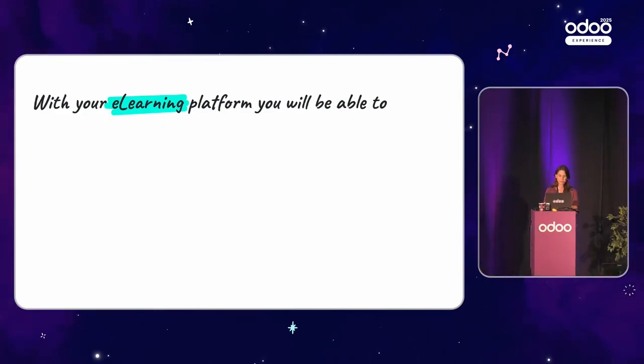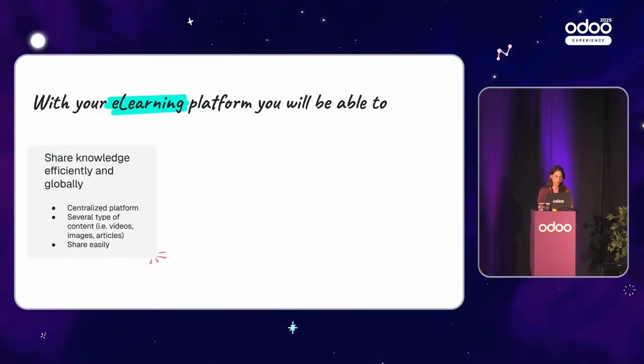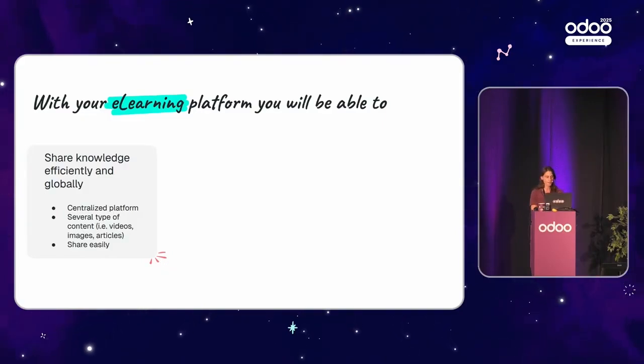With your e-learning platform, you will be able to first, share knowledge efficiently and globally. Odoo offers a centralized platform where you can store resources, courses and documents in one place for easy access and management. You can add several types of content, videos, images, articles, and you can share them easily through links, permissions, or even to everyone on your website.